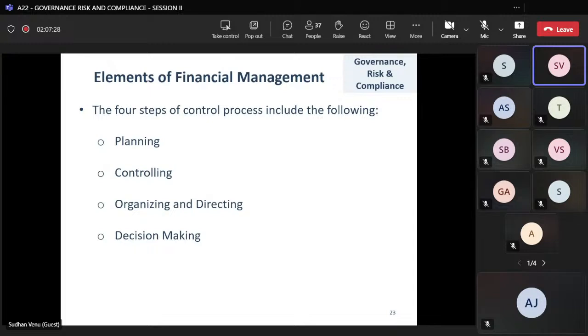Organizing, or directing, is designing how the organization's resources are used to most effectively carry out the established plan. The final one is decision making, which means taking a decision among the available alternatives, such as plan A and plan B. This is taken care of by the decision making element in the financial management system.